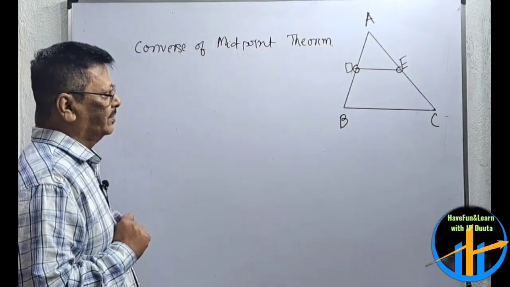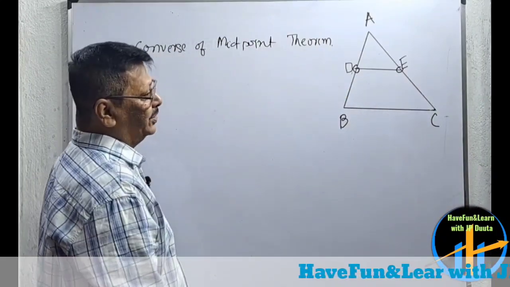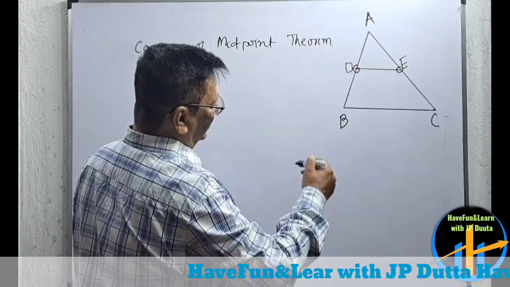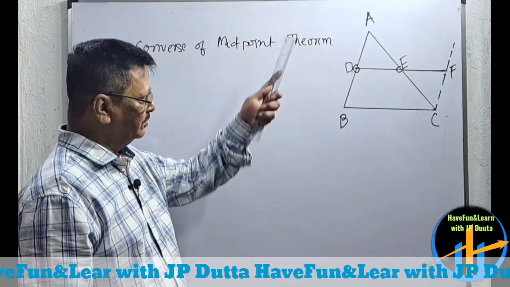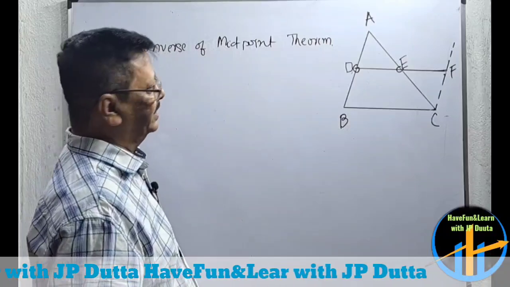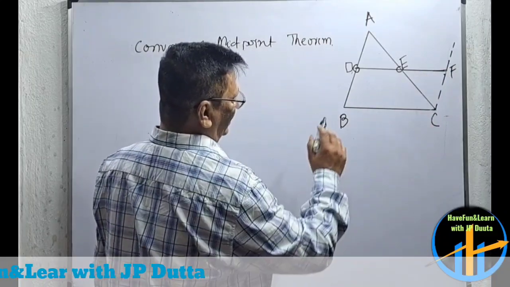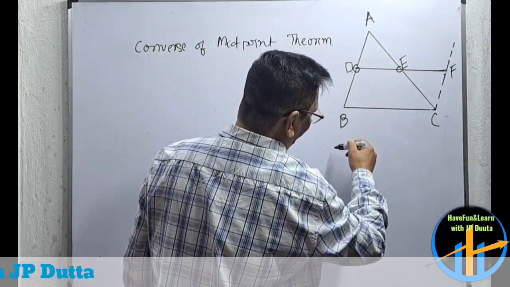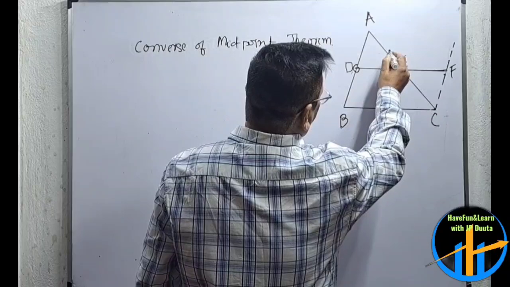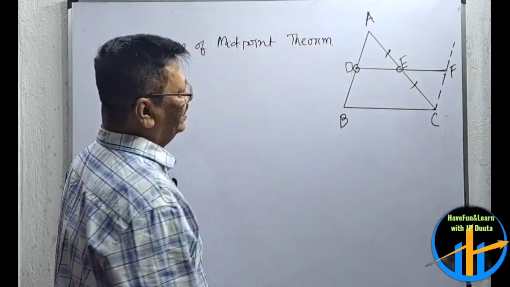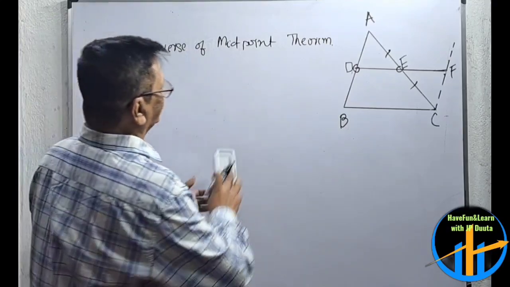Now, in order to do that, we will extend DE to the right, and we'll draw a line parallel to AB from C to that line, intersecting it at F. If we do that, it will look like this. Now we have extended DE to F, and drawn CF parallel to AB. Now we have to prove that AE is equal to EC. So let us write the construction.